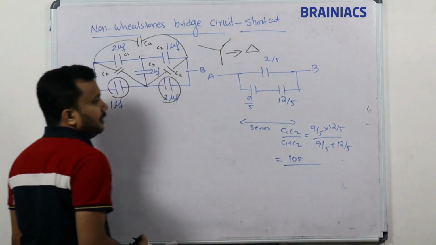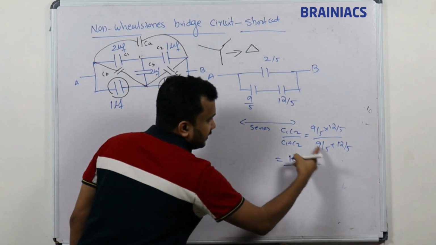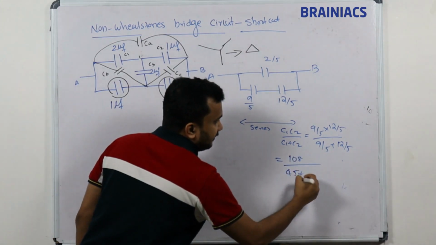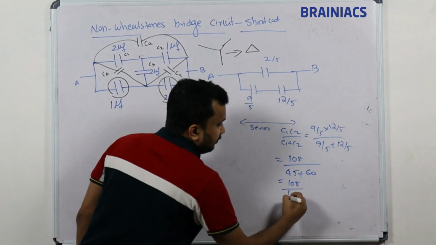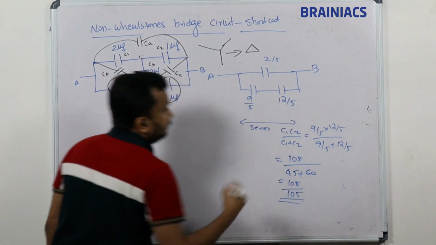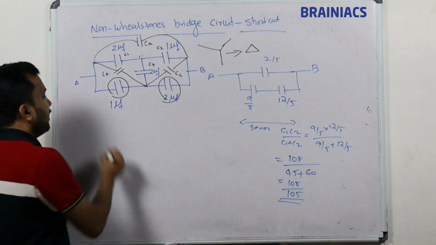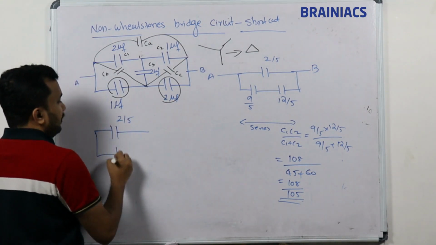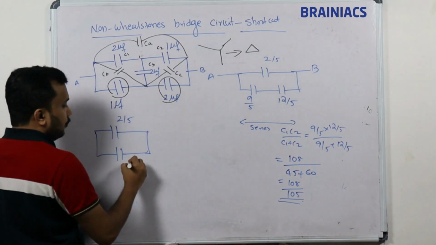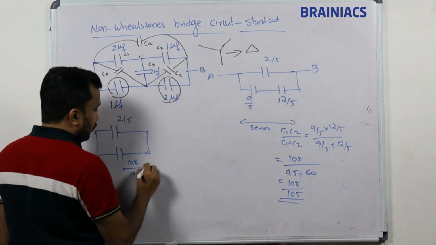25 will come to the denominator, and 5 and 5 will get cancelled. 5 into 9 is 45 plus 5 into 12 means 60. So 108 divided by 105. That's all. Now again I am redrawing the circuit. I got 2 by 5, and I got the other value, 108 divided by 105.